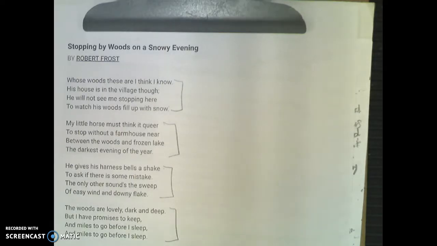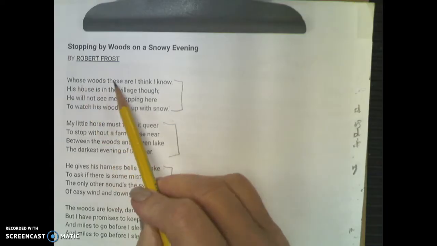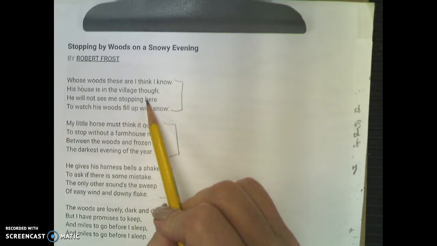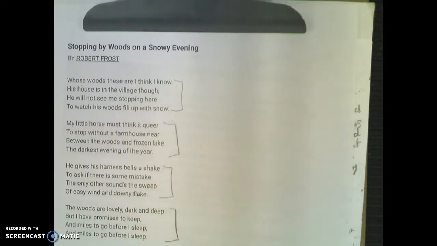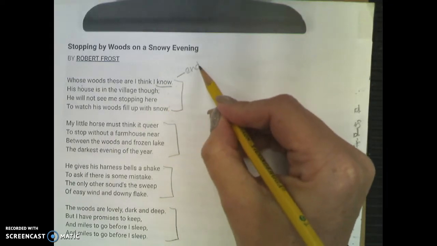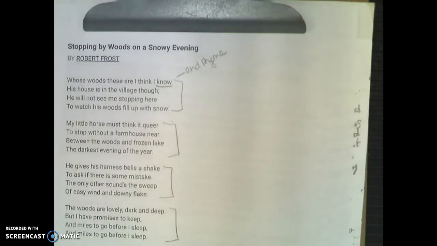Now let's talk about rhyme, okay? Rhyme, like I said, is just that exact or similar sound of words. So if we read this out loud, we'll be able to hear the rhyme. Whose woods these are, I think I know. His house is in the village, though. He will not see me stopping here to watch his woods fill up with snow. Can you hear the rhyme? It's coming at the end of the line. So they actually call that end rhyme when it comes at the end of a line, okay?